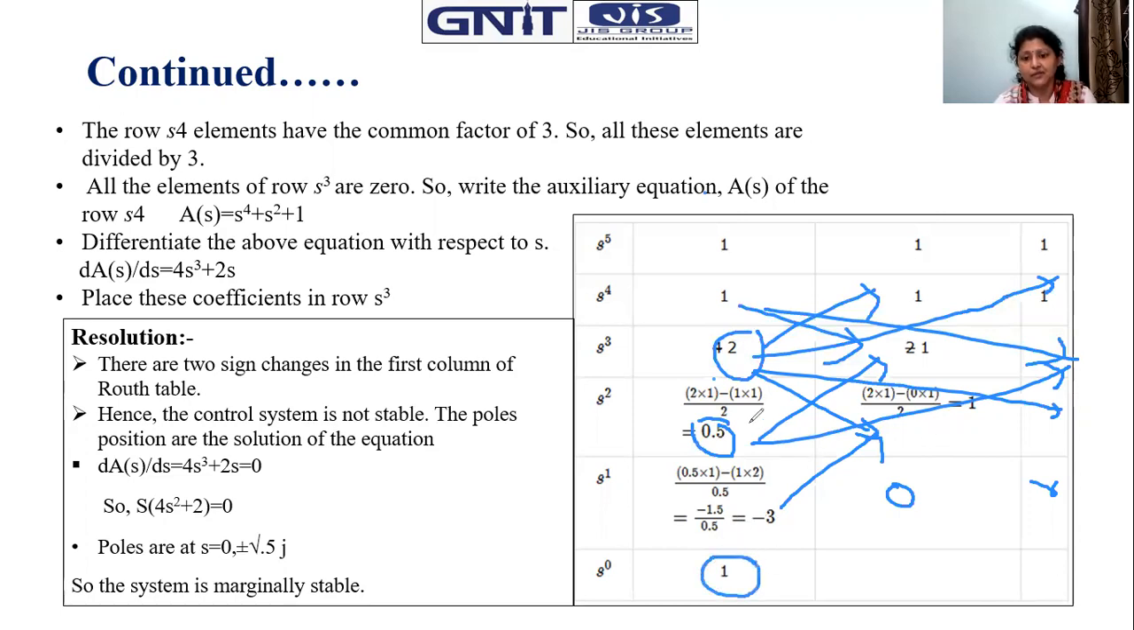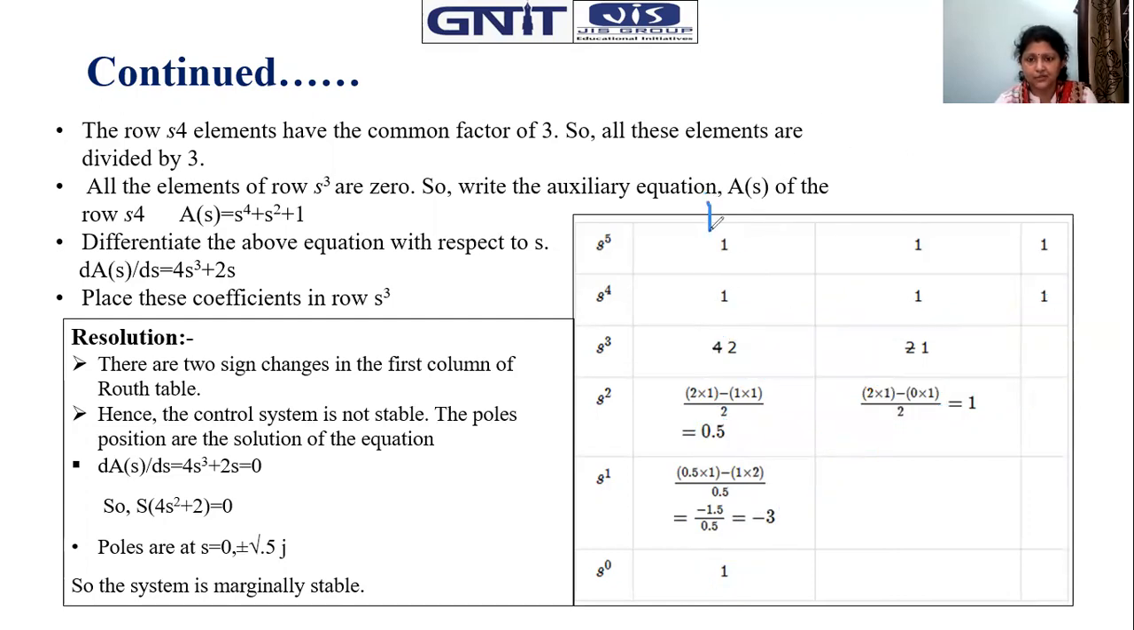Minus 3 into 1 into 0, and this minus 3 into 0 divided by minus 3. Okay, so we are getting here 1. Looking into the first array, we observe that there is no sign change. But while we have replaced the zero, we can continue.